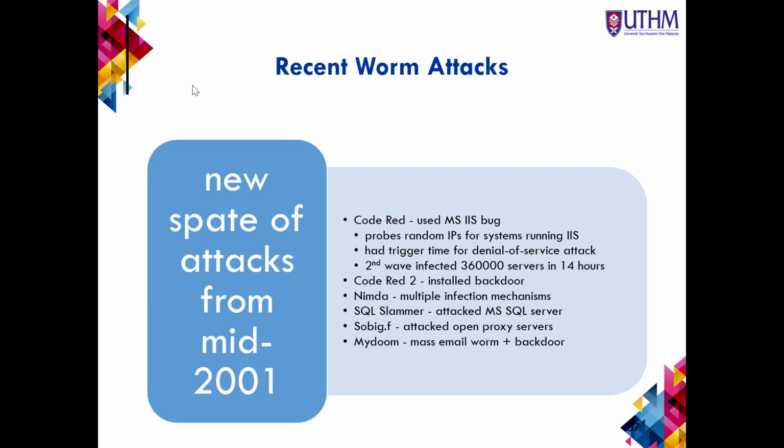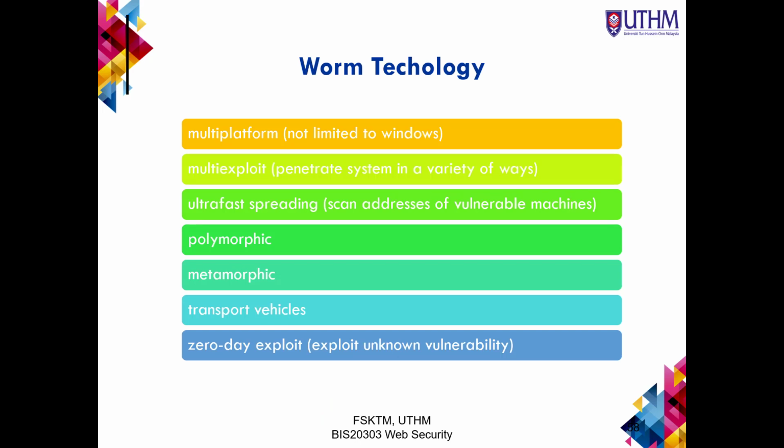You can look at the evolution of the worm technology. Before this, it was just replicating themselves, but they now have multi-platform, multi-exploit, ultra-fast spreading, polymorphic and metamorphic. Okay, what is the polymorphic and metamorphic? You can refer to the previous note. You can use it as a transport and zero-day exploit. So this is the evolution of the technology of the worm.